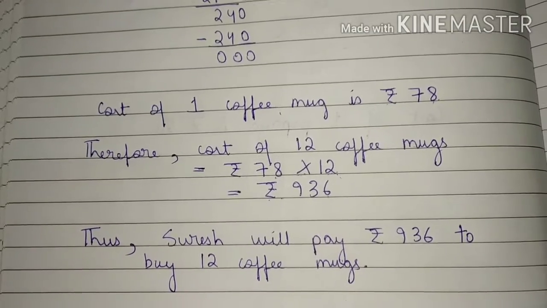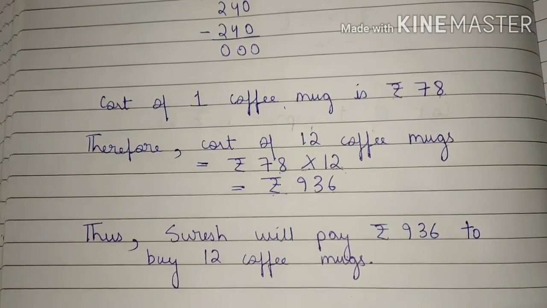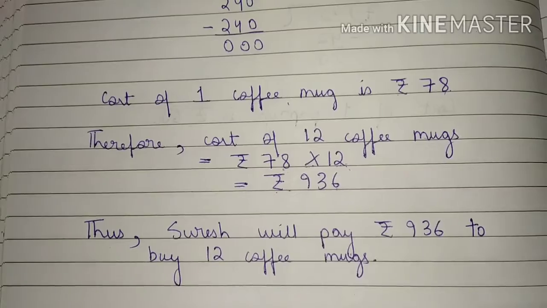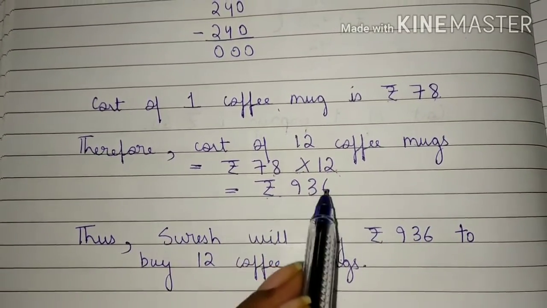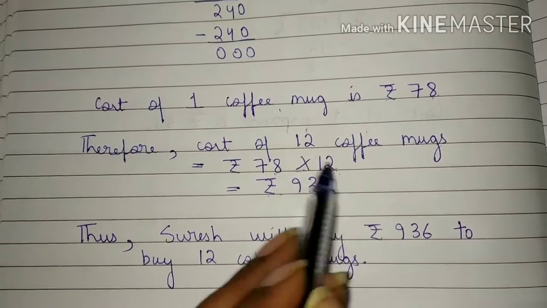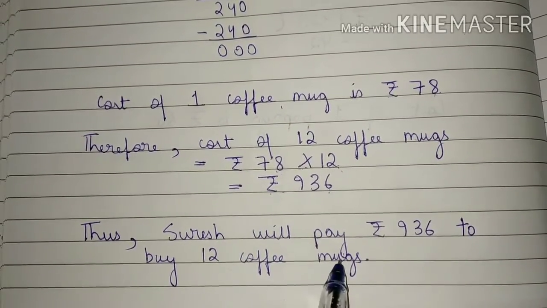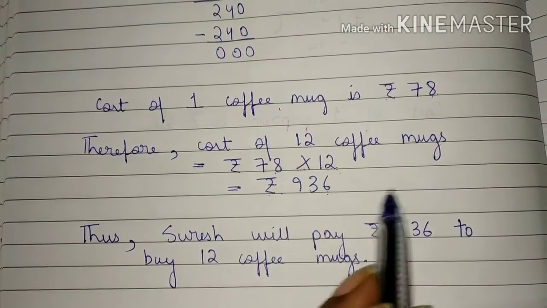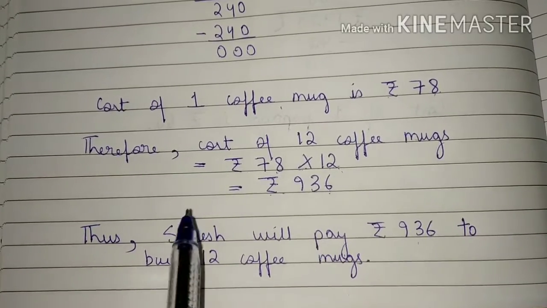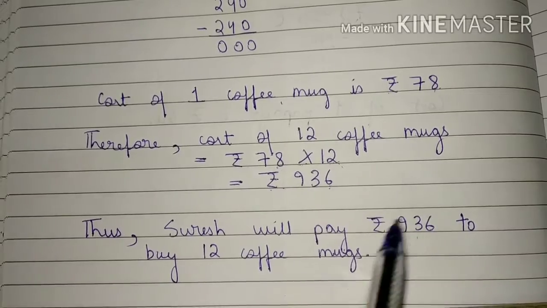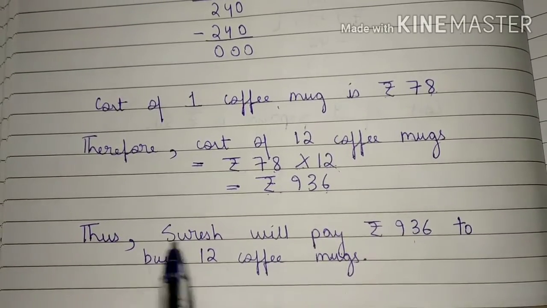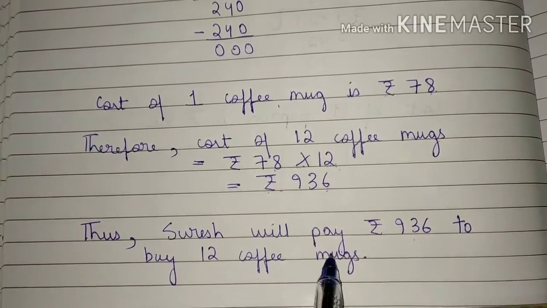It means if Suresh wanted to buy 12 coffee mugs, then he has to pay rupees 936 for 12 coffee mugs. So students, this is your answer. Thus, Suresh will pay rupees 936 to buy 12 coffee mugs.